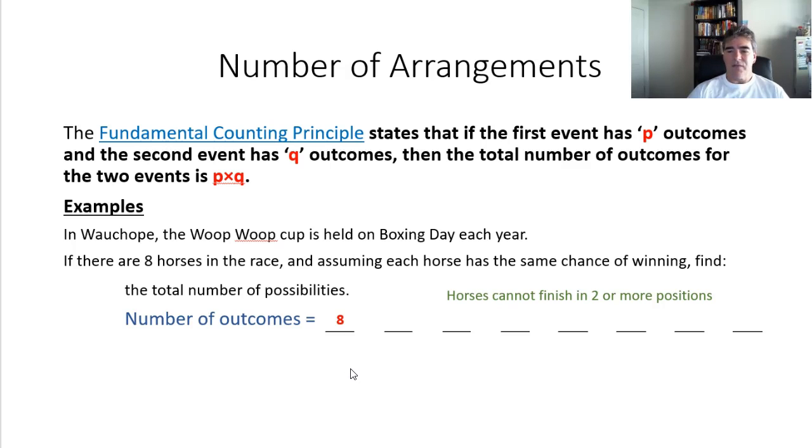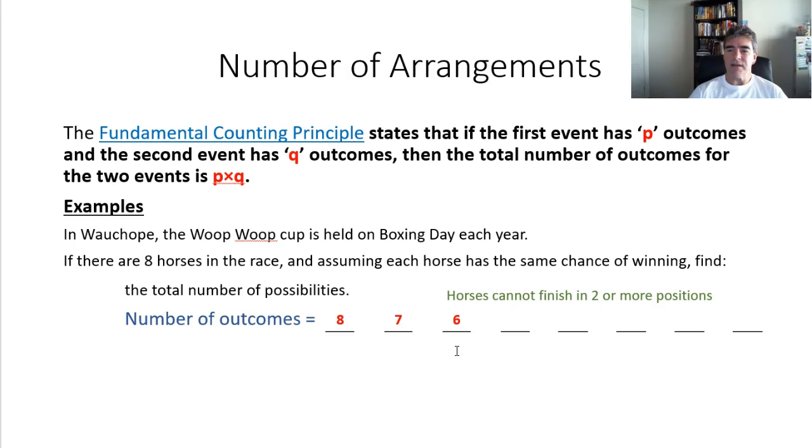Now, horses cannot finish in 2 or more positions. So once you've got one horse, one out of the 8 finishing first, that first position is filled. So now I only have 7 horses to fill second place. And then once I've got first and second place, there are 2 horses already gone or counted for.